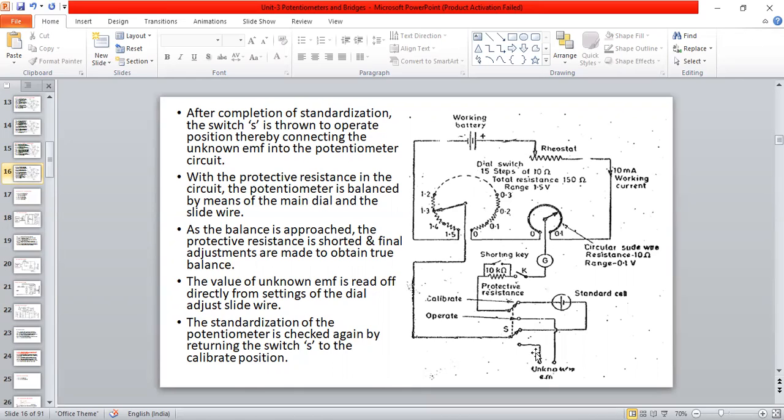Now whatever the true value, how much unknown EMF is there, that one we are going to measure here now. So the value of unknown EMF is read off directly from the settings of the dial and slide wire here now. By adjusting these two, we are going to measure the unknown voltage here now. The standardization of the potentiometer is checked again by returning the switch to the calibrate position here now.